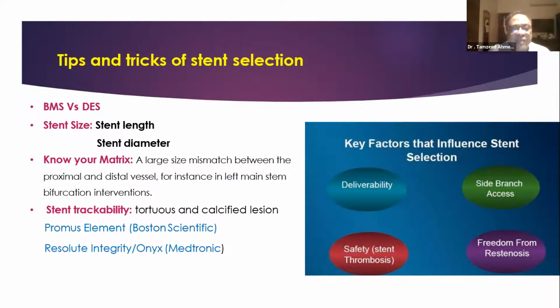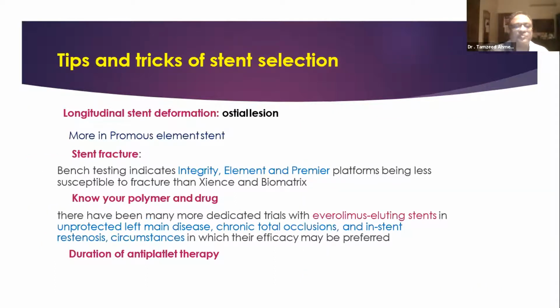And stent trackability: in a tortuous and calcified lesion, use a stent which is more trackable, like Promus Element or Resolute Onyx. These are actually very trackable stents. And the key factors are the delivery, safety, stent thrombosis, etc. Here are further tips and tricks of stent selection.